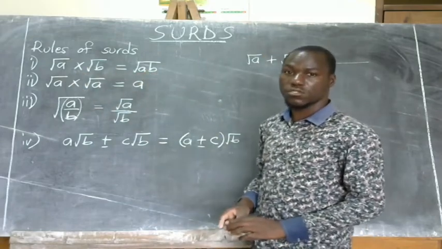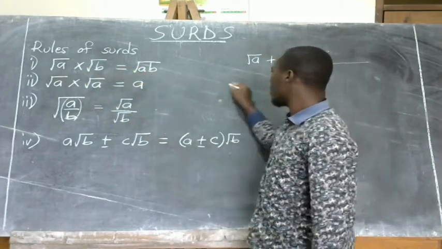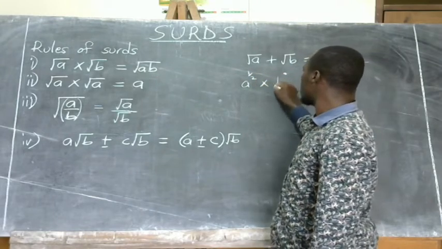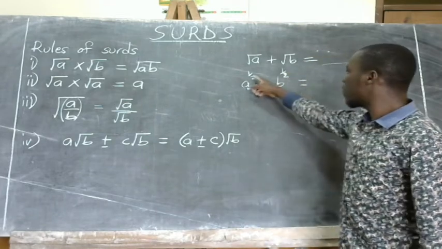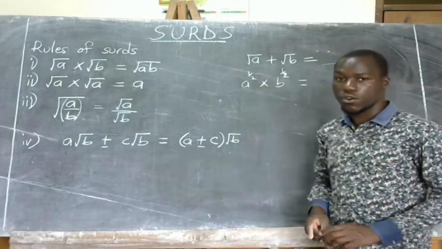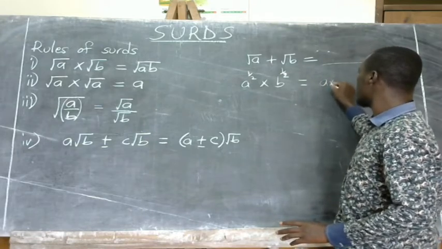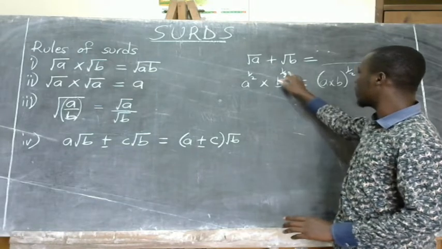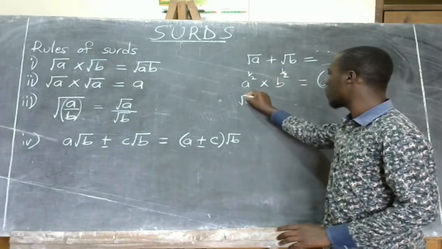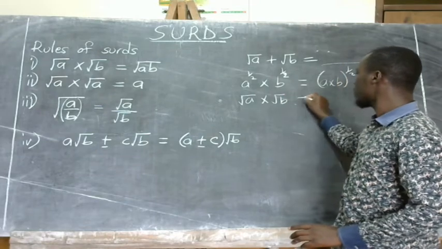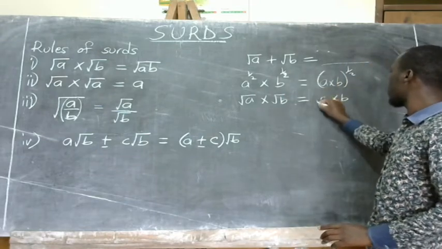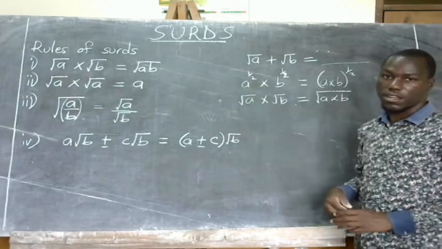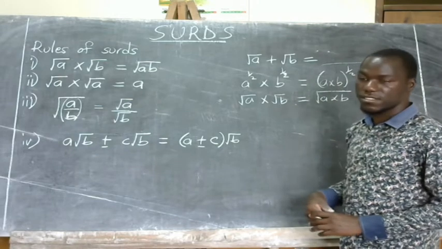And this one we also saw in indices. A is raised to a half times B raised to a half. So since the power is the same, that's going to be A times B, and then power a half. And this power half is the one that we call the square root. So that first one comes from the idea of indices.